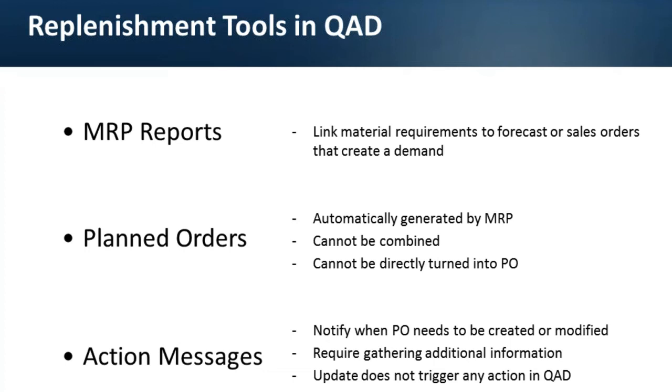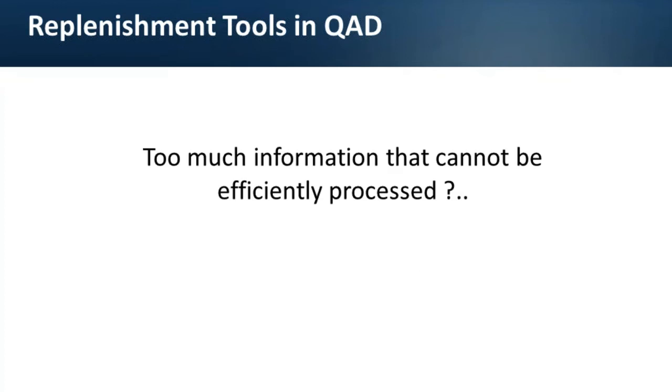Action messages that MRP calculations produce are the most efficient way to identify required changes to the delivery dates or to purchase orders. They recommend the actions that need to be taken to balance supply with demand, such as creating, rescheduling, cancelling, expediting, or de-expediting purchase orders. But the amount of action messages produced by MRP calculations is often massive, and limited information in the messages still makes it very hard to act upon them. So this is the case of too much information that is very hard to process efficiently with existing QAD functionality.